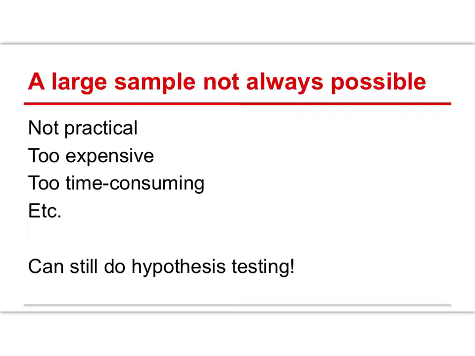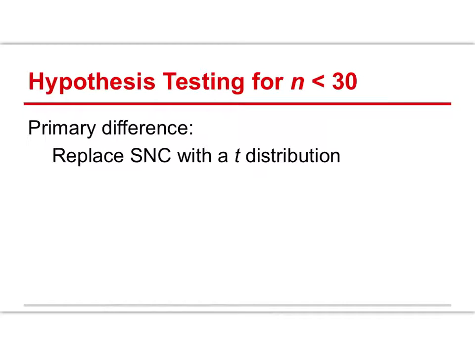Well, the problem is that a large sample that's approximately normally distributed isn't necessarily available to us. It might not be practical to get that much data. It might be too expensive. It might be too time-consuming. It just might simply not be possible. And we can still do hypothesis testing. We just have to change our methods just a little bit.